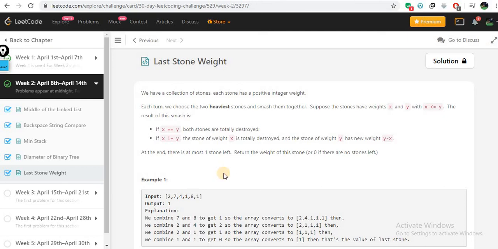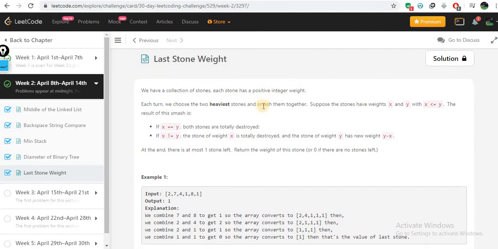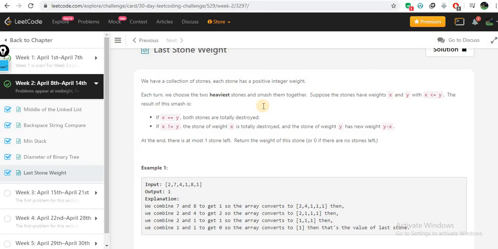This is Akhil, and in this video I'm going to tell you how to use heaps to solve this particular question. Let's jump right into it. This is Last Stone Weight, and we have a collection of stones. They give an array of stone weights, and every weight is a positive integer.